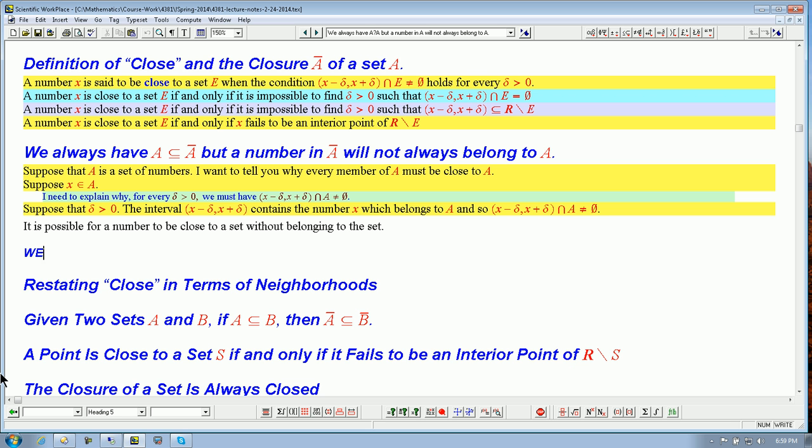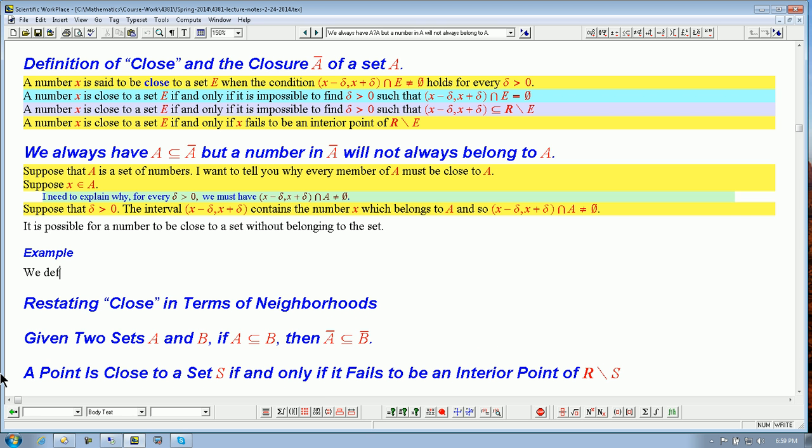Let's say example, I prefer, and then say we define. It's nicer. I'll define A to be the interval running from 3 to 5. And I'll define x to be 5.